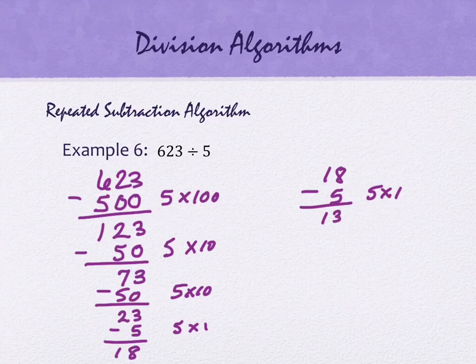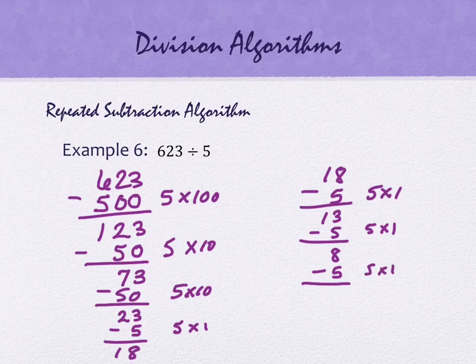Can I subtract 5 again? Yes. 5 times 1. 13 minus 5 is 8. Can I subtract 5 again? Yes. Am I a broken record? Yes. I'm about to be not a broken record, though. 5 times 1. 3. Can I subtract 5 again? No. I'm done. There's no more subtracting because the number's smaller than the divisor at this point.